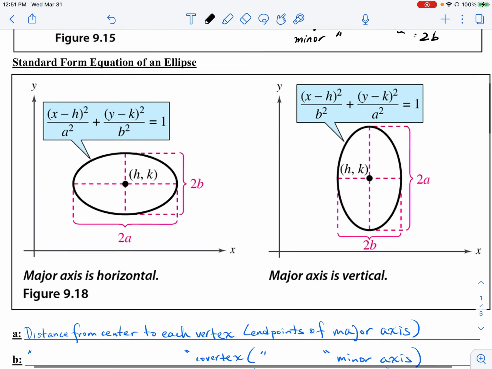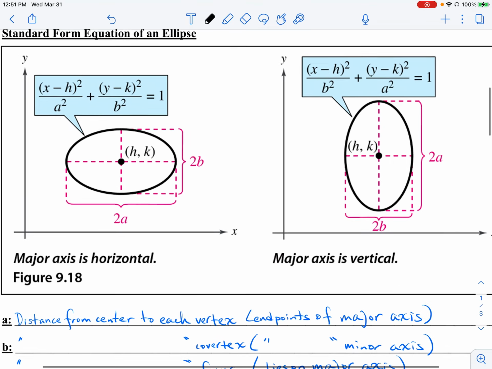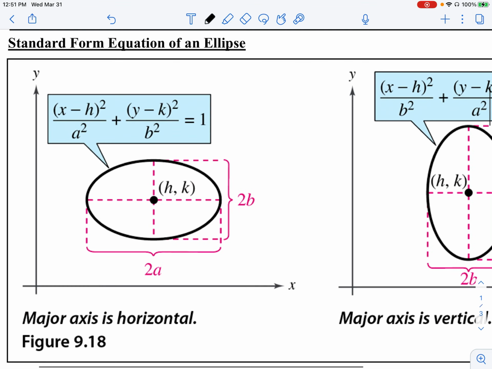So now that we have those defined, let's break down the standard form equation of an ellipse. Let's take a look at this first one over here. Let's just take a look at this equation. You'll notice that it looks really similar to what we have seen previously. It actually looks a lot like that of a circle. If you recall, a circle has x minus h squared plus y minus k squared is equal to r squared.